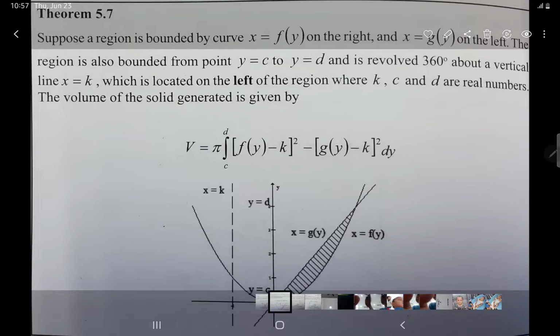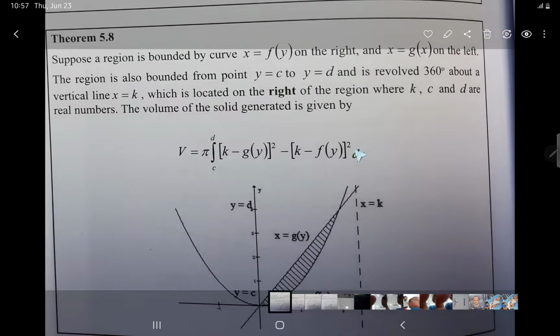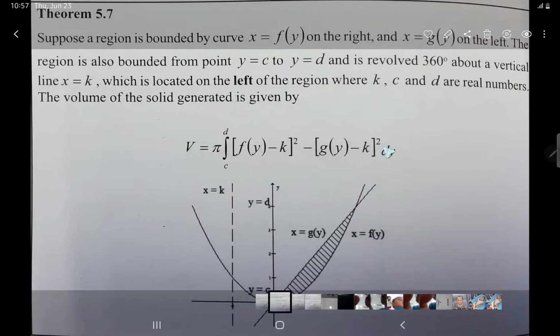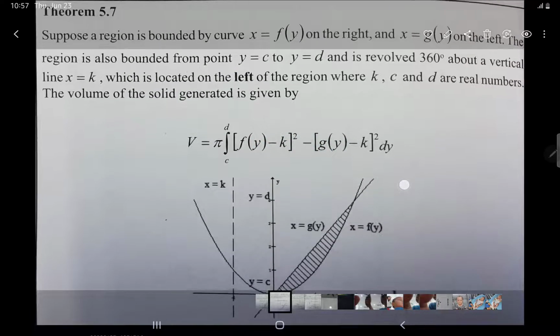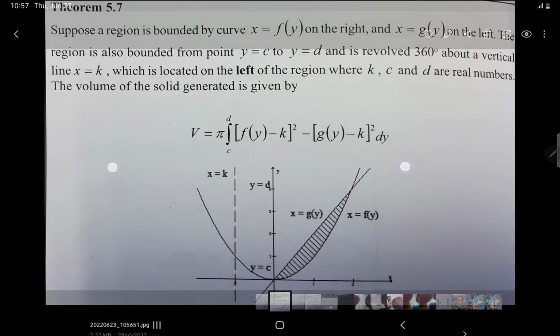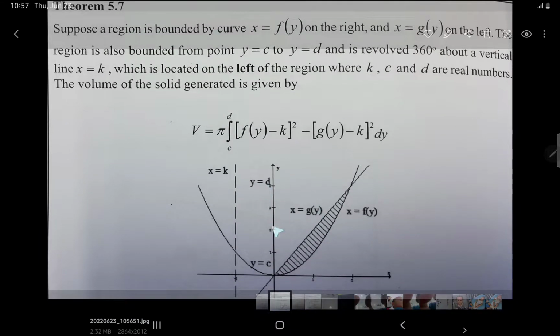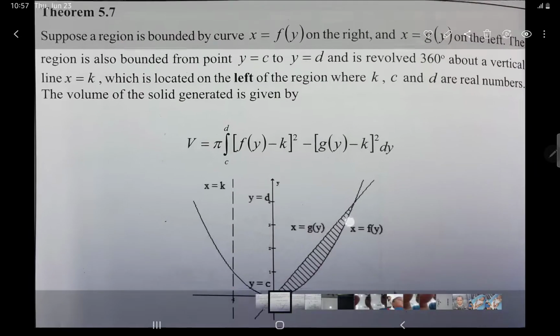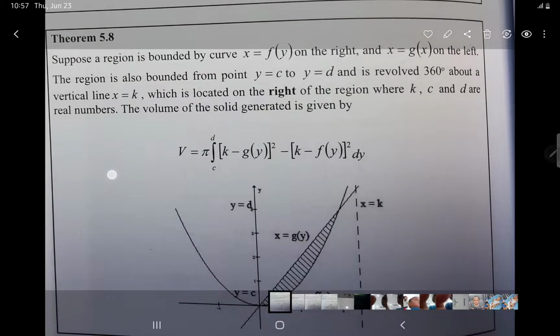Okay, ni pula adalah theorem 5.7. 5.7 dengan 5.8 persamaan dia adalah kita dekat sini integrate by dy. Tapi kita tengok dulu 5.7. Yang beza dia function yang dalam ni. Untuk 5.7, kalau kita jumpa figure yang bentuk macam ni, apa maksud macam ni? Axis of revolution dia bentuk vertical. Yang ni pun untuk theorem 5.8, axis of revolution dia bentuk vertical.